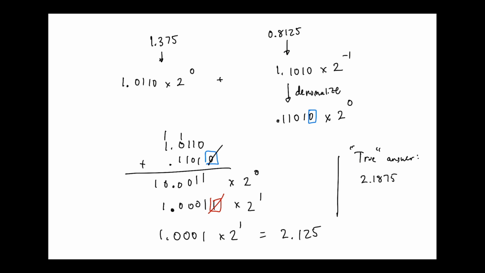Okay, so first off, do we accept that the answer that we got was 2.125? And we'll encode that in a moment. If you had typed all this into your calculator, what would you have gotten? You would have gotten 2.1875. Okay, have we done something wrong?